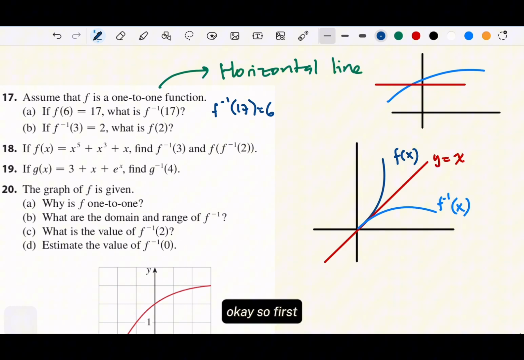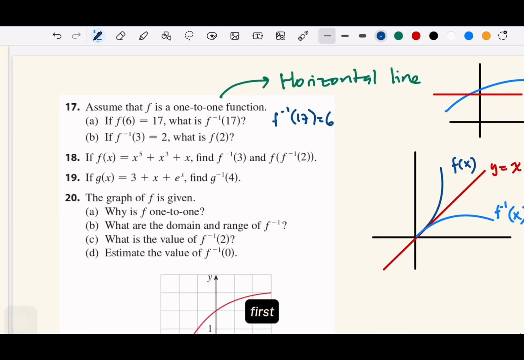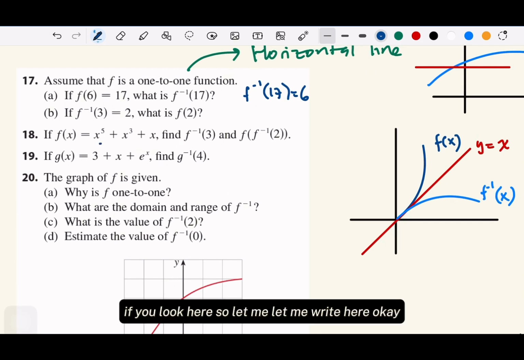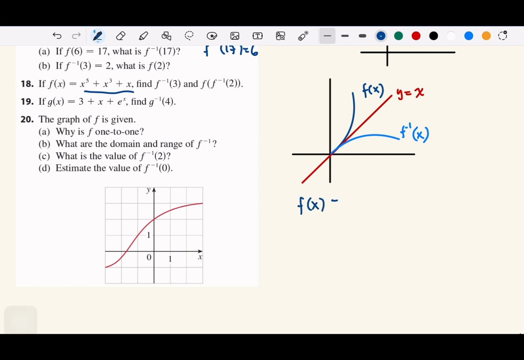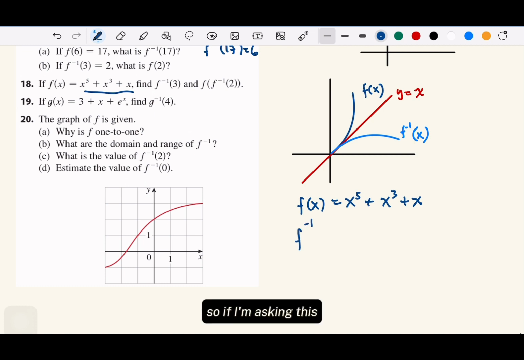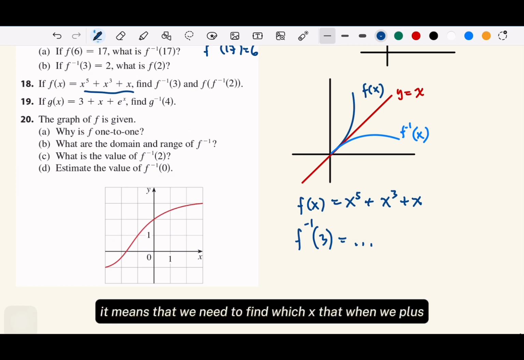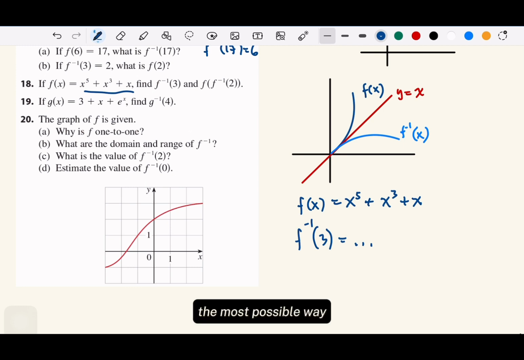So first, if you look here, let me write here f of x. If I'm asking this, it means that we need to find which x, when we plug in that number, will equal 3. What will be the number that equals 3? 1, right? The most possible way.